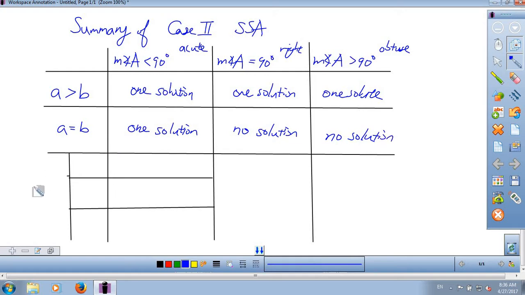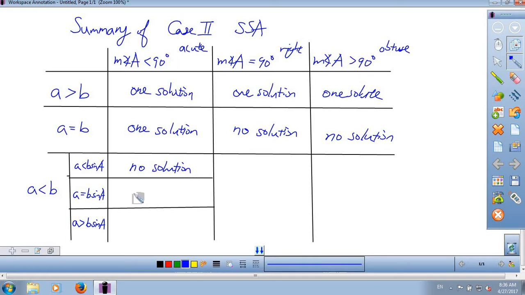The last column is A less than B. I divided this further into three subcategories. If A is less than B, then it could happen that A is less than H, which is B sine A. I'm going to write B sine A: A is less than B sine A, or A is equal to B sine A, or A is greater than B sine A. B sine A is the height. If A is shorter than the height, then there's no solution for the acute triangle scenario.